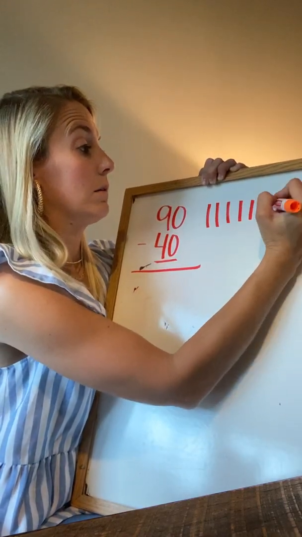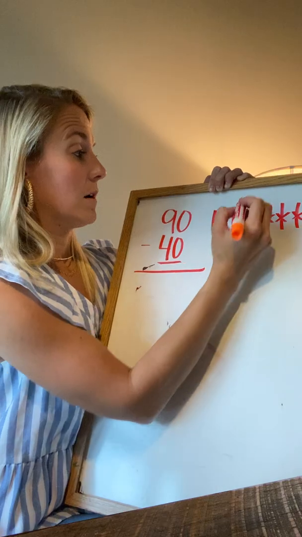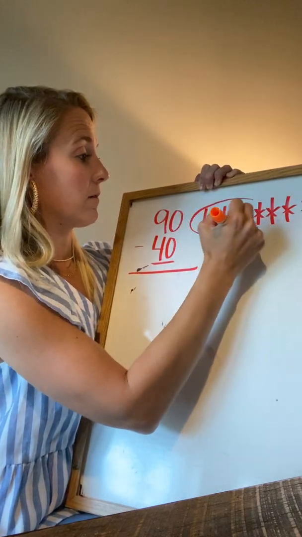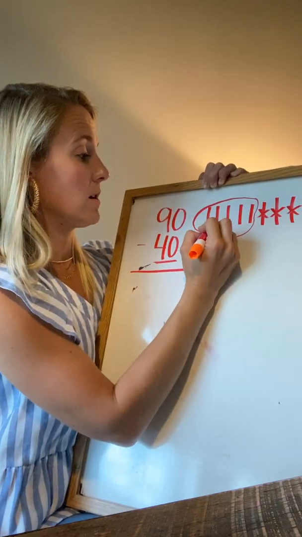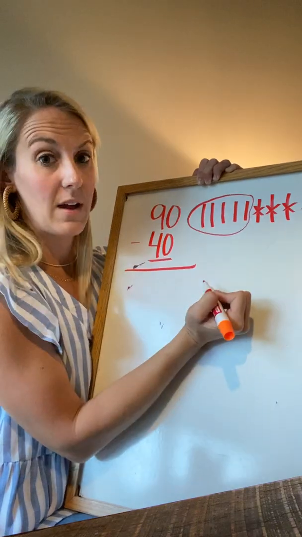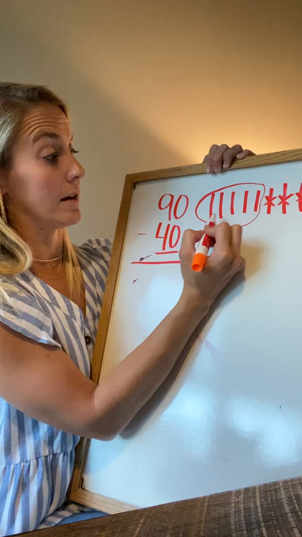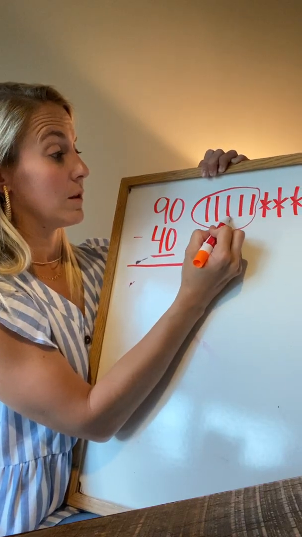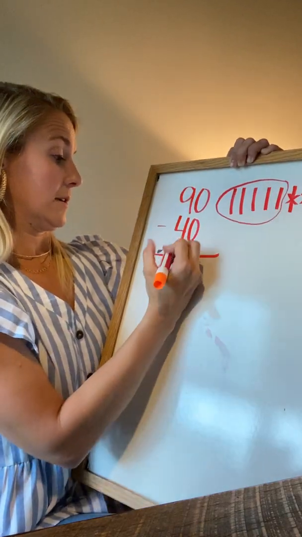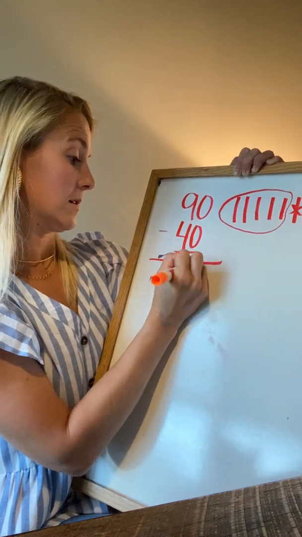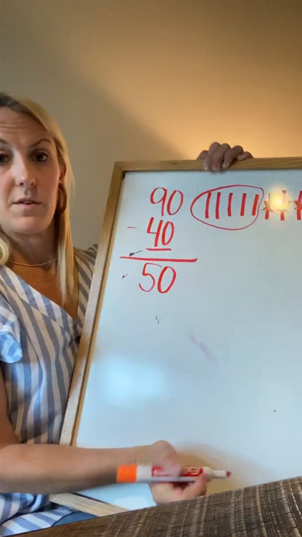1, 2, 3, 4. And then let's see how many I have left. I have 1, 2, 3, 4, 5. Five 10s, which is the same as 50. I can also count it this way. 10, 20, 30, 40, 50. So my answer is 50.